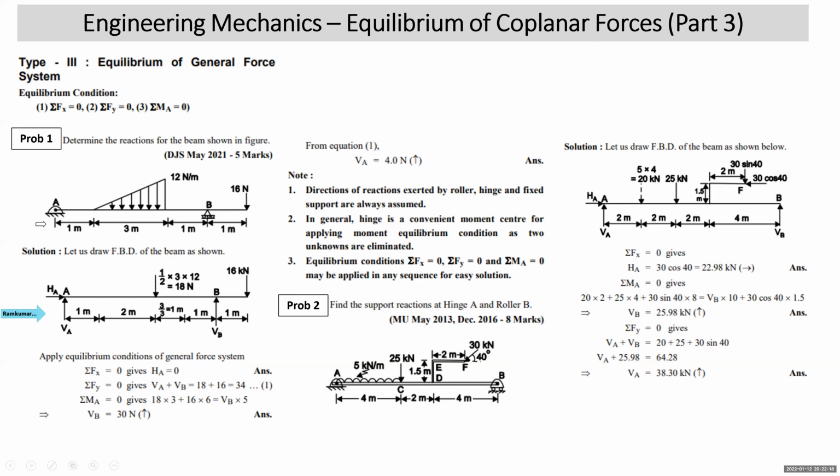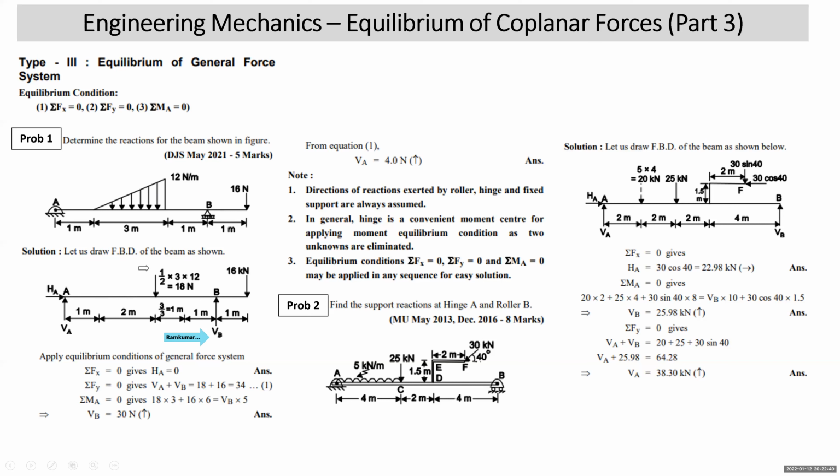First see that the hinge will be replaced with two reactions HA and VA. Directions of HA and VA are assumed. Then the roller will be replaced with one reaction. Roller is resting on a horizontal plane, so the reaction will be normal. That is 16 Newton is the external load. That is 16 Newton. This is just shown as kilonewton. It is 16 Newton.